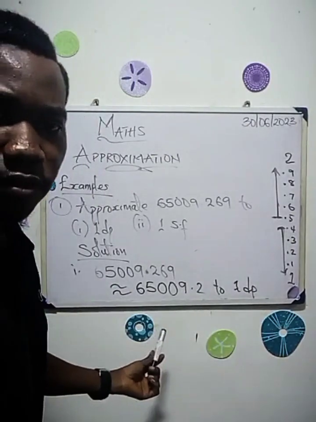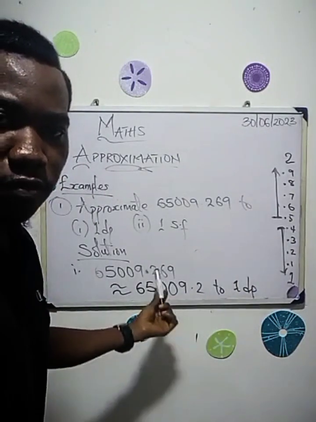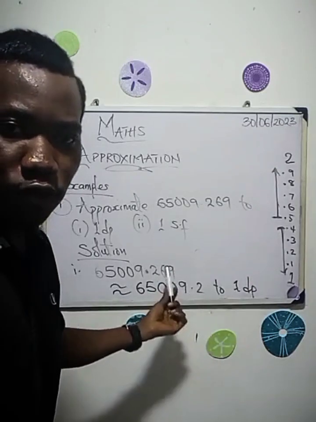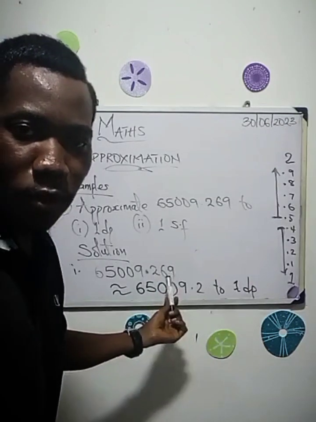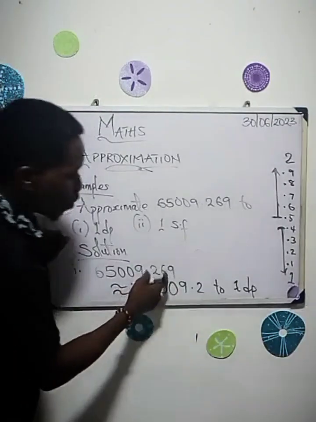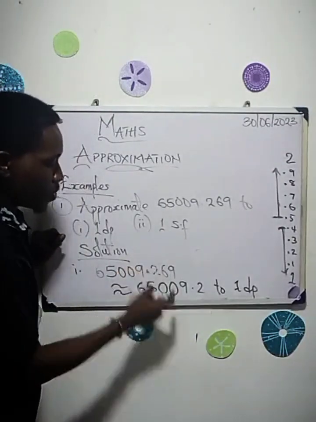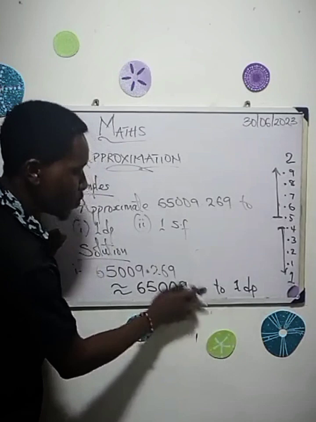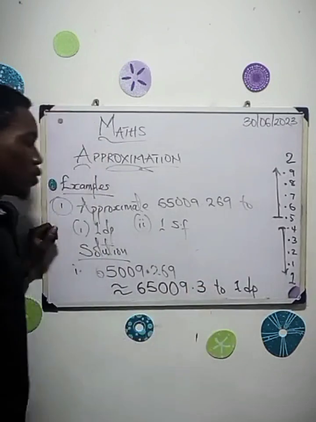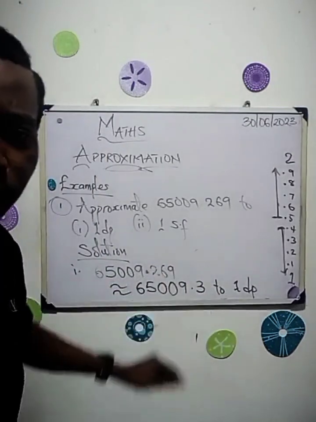Approximate up, 269 to 3. Good, it becomes 3. No, not to 3. Approximate up, 6. So we approximate up, it becomes 3. Thank you. So it becomes 3. Good. So we approximate up, it becomes 3.